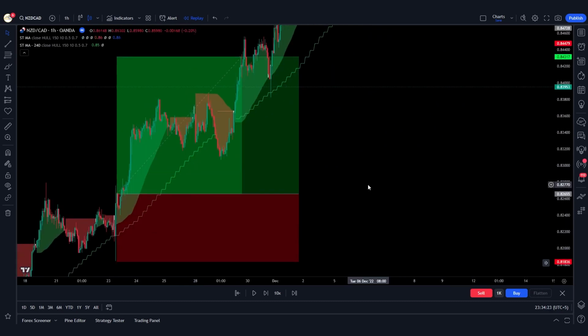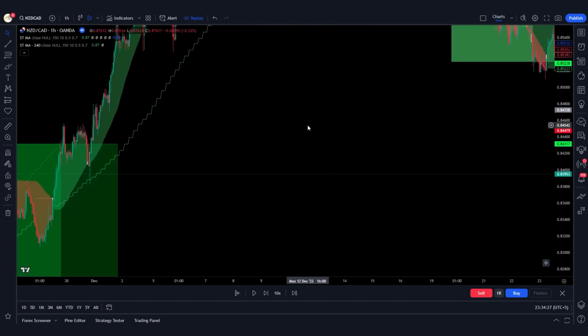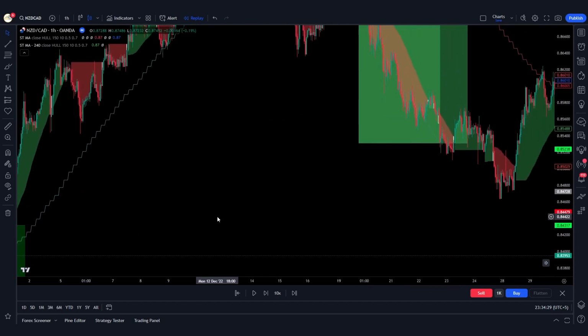So this is how you can use this simple indicator to take highly profitable trades, and you can see using this one indicator we are able to devise multiple trading strategies.